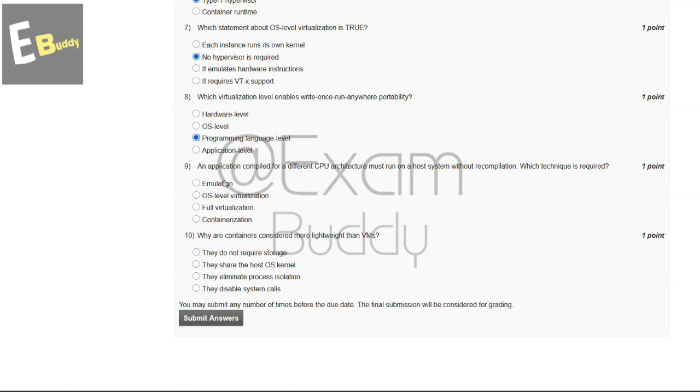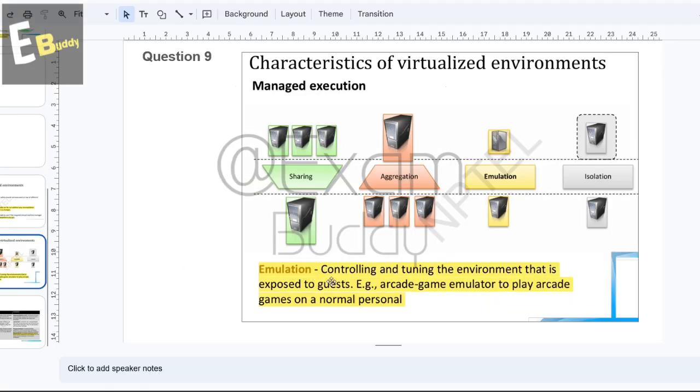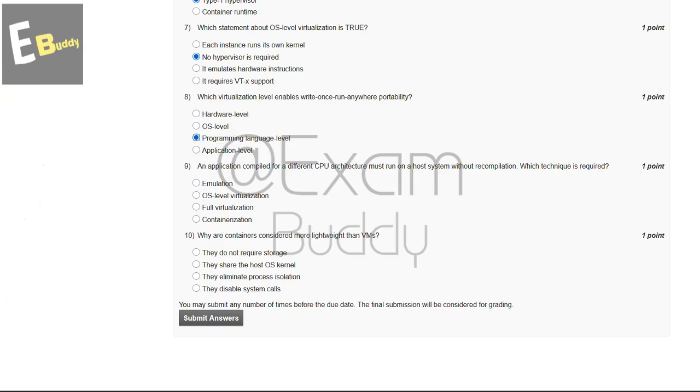An application compiled for a different CPU architecture must run on a host system without recompilation. Which technique is required? So these are the options, and now let's check the explanation. The explanation says emulation, controlling and tuning the environment that is exposed to the guest. Example: arcade game emulator games on a normal personal computer. So the answer of our ninth question is A, emulation. And now let's go to our question number 10.